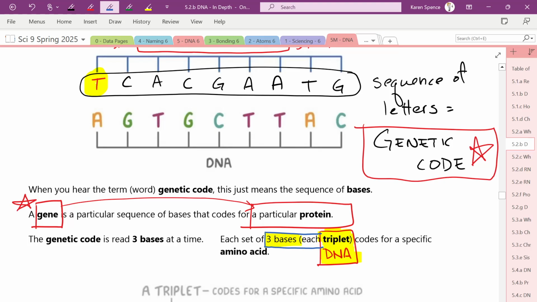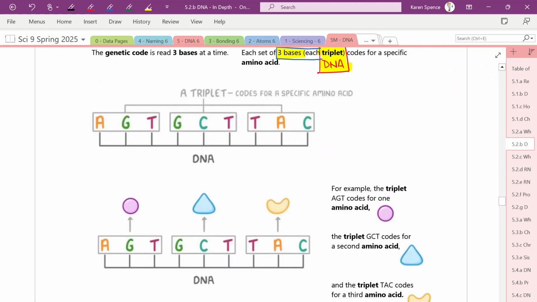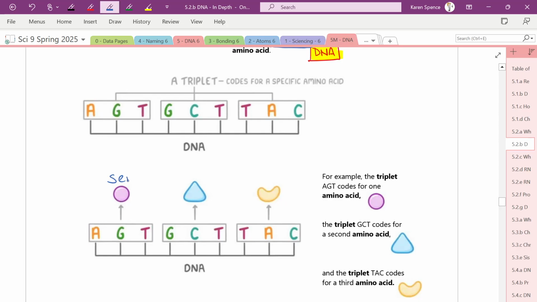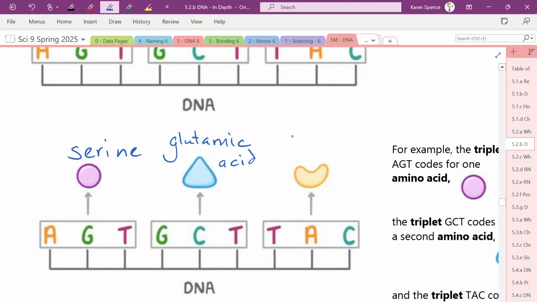And each triplet codes for one what? Amino acid. So here is our DNA strand. And if it reads AGT, then that means one amino acid. GCT is a different amino acid. TAC is yet a different amino acid. So maybe we have serine, maybe we have glutamic acid, and maybe we have cytosine. Nope. Serine, glutamic acid, phenyl. Ooh, I'm trying to think of a short one. What's a good one? Phenylalanine.